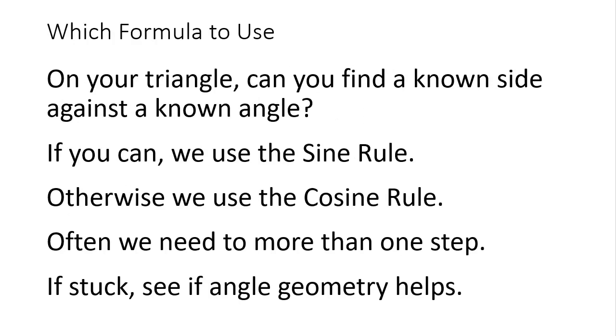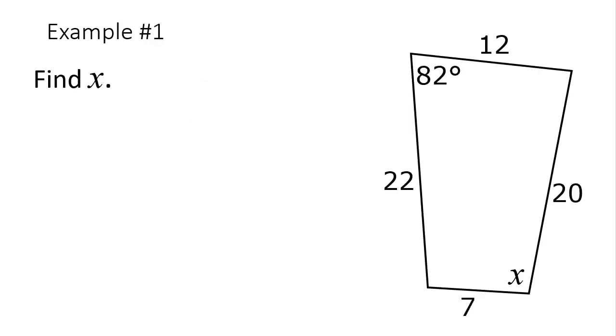We need to know, is there an angle and a side pair, in which case we use the sine rule, otherwise we use the cosine rule, and we often need to do it in multiple steps. The first thing though we have to do is set up a system with a triangle with 3 known pieces of information. So, as a typical quadrilateral, we're asked to find the value of x.